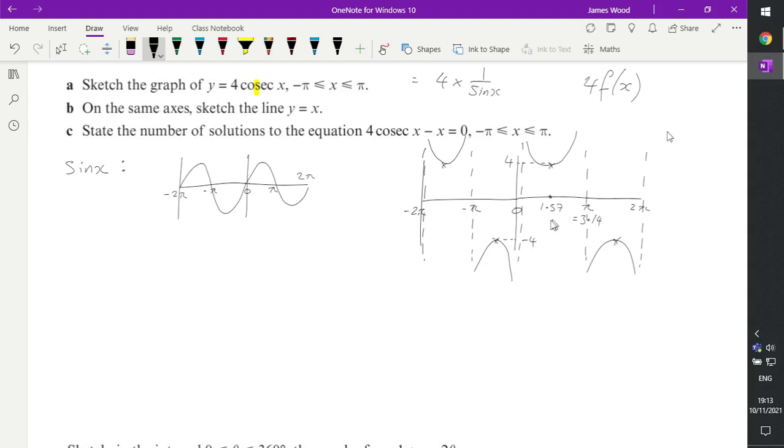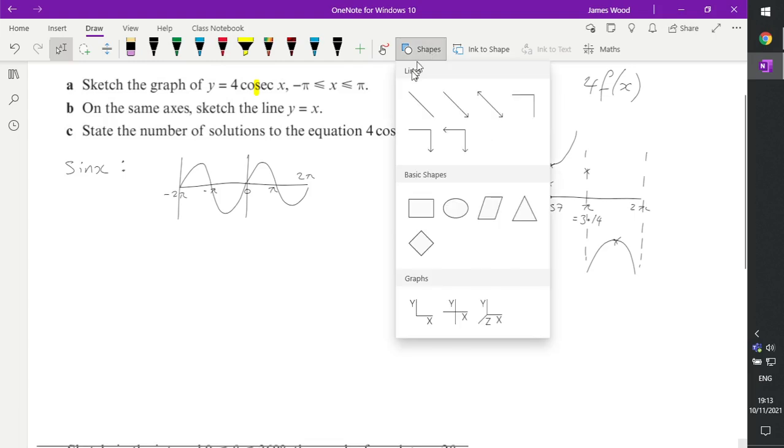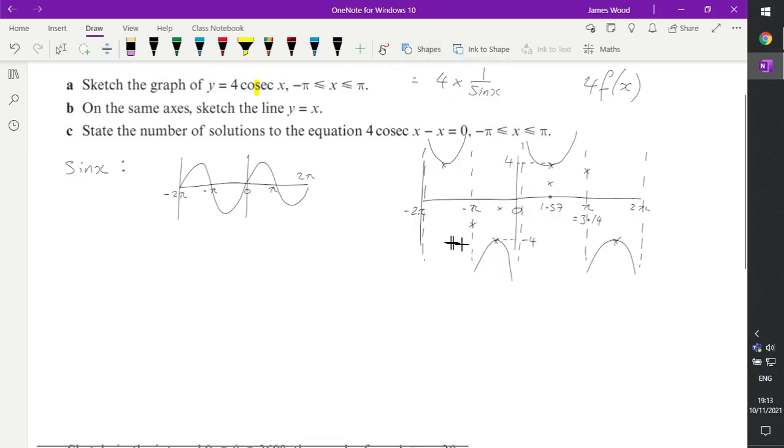1.57-ish. So if the line is y equals x, then when x is 1.57, the y-axis is also going to be 1.57. So it's probably going to be about there. Now when it's pi, it's going to be 3.14, so maybe that's about there. Okay, we're going to get obviously the same gradient throughout down here. So if we draw this line on, okay, it's going to look something like this.